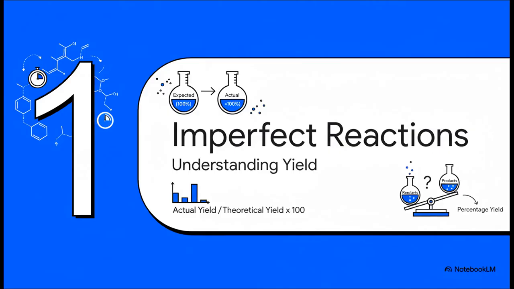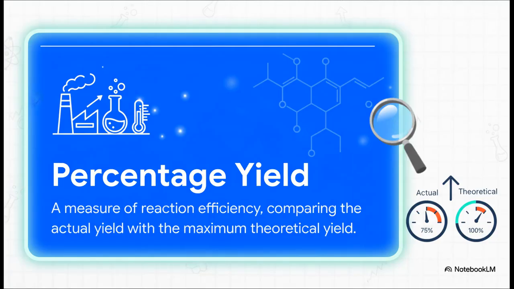So, why isn't it ever perfect? Why don't we always get 100% of what we expect? Well, chemists, of course, have a way to measure this difference, and it's something called percentage yield. Percentage yield is basically how we score the efficiency of a reaction. It's a really simple comparison. How much did we actually get versus how much could we have gotten if the world was perfect? It gives us a score, a percentage, that tells us how successful our reaction really was in practice.